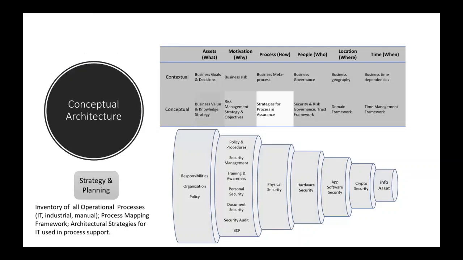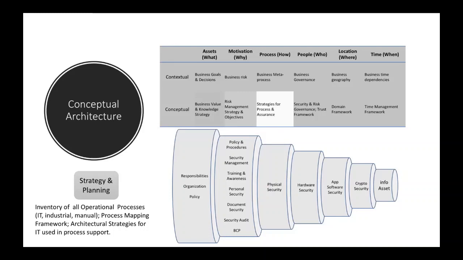And this is a defense in-depth strategy. So you need to consider different layers of security. So for instance, we're talking about here information assets that need to be protected, which is on the right side. And then you build on the asset, the crypto and the application software security, and then the hardware security, physical, and then you move on to policy procedures, training, awareness, policy security, documents, and then finally go to responsibility, organizations and policy.